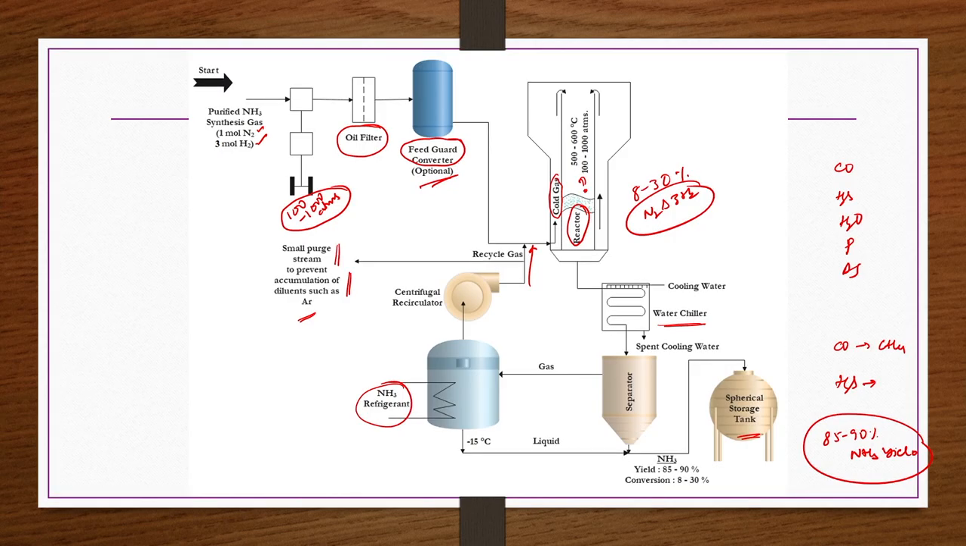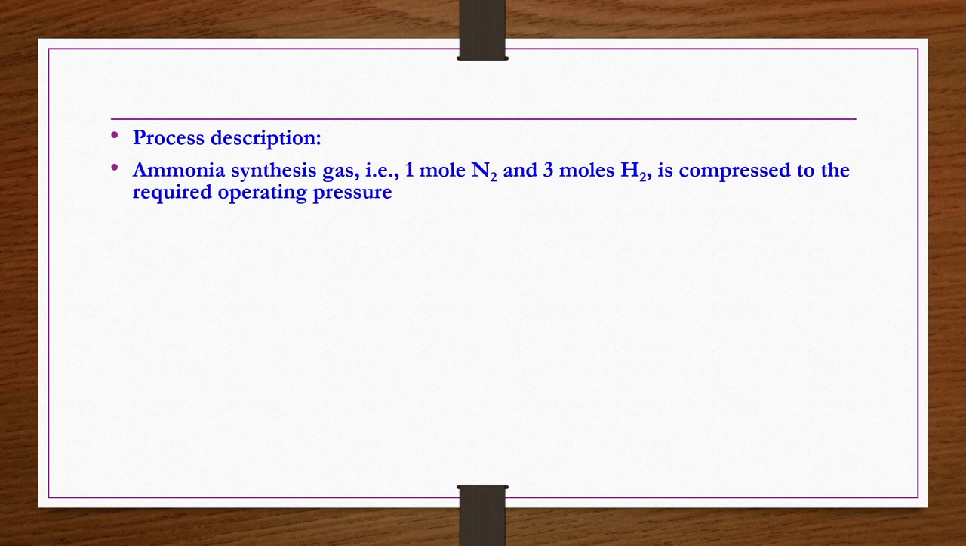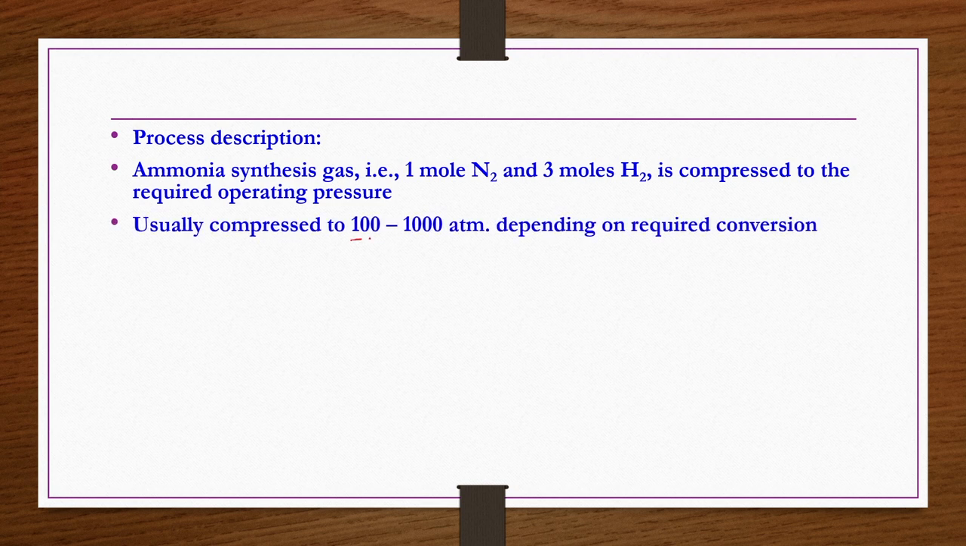Okay. This process looks very simple, and in fact it is simple. The only thing is that the reactor has to be designed in such a way that it is capable of holding a high pressure reaction at a temperature of 500 to 600 degrees centigrade. The process steps, if you see: ammonia synthesis gas, that is 1 mole of nitrogen and 3 moles of hydrogen, is compressed to the required operating pressure. Usually it is compressed to 100 to 1000 atmospheres depending on the required conversion.